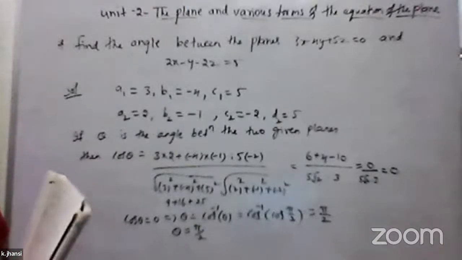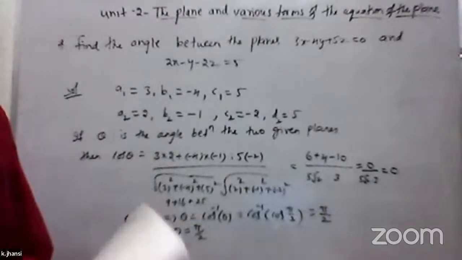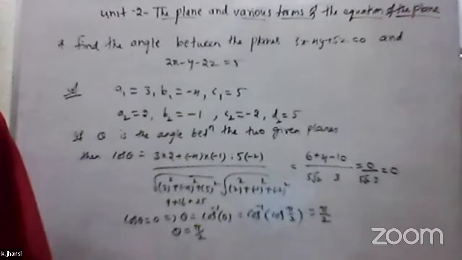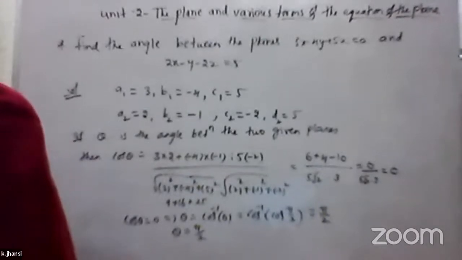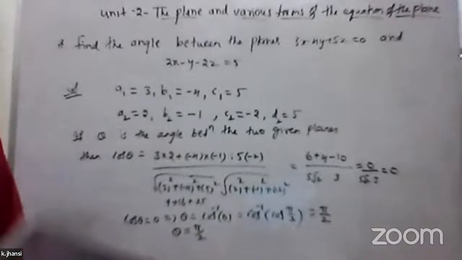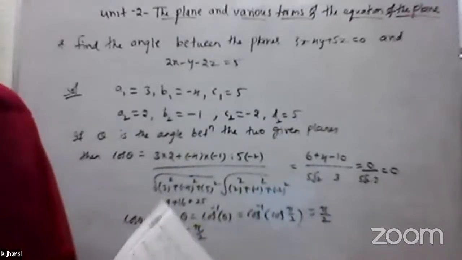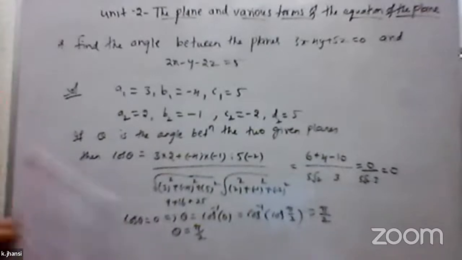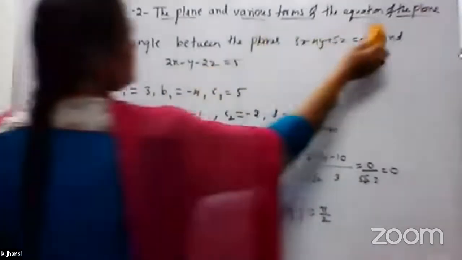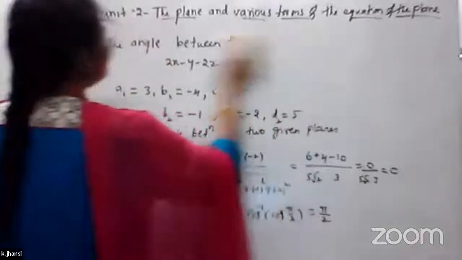So next we'll see how, if 3 points are given, to find the equation of the plane. If 1 point is given, we can directly write it by substituting in the formula, that is a into x minus x1 plus b into y minus y1.